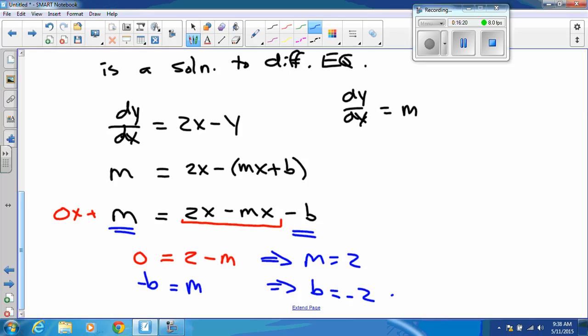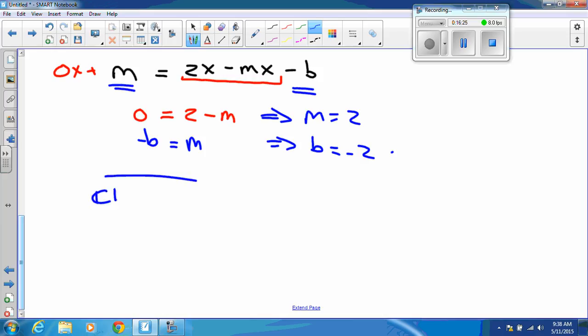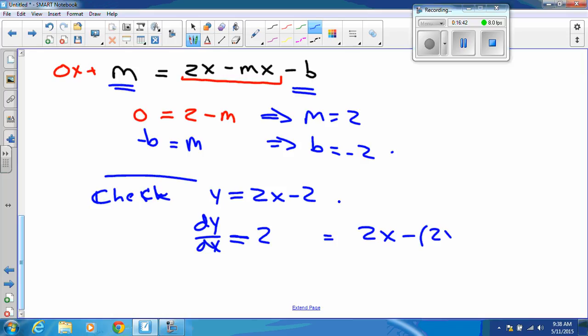Got that one. Does that actually work? It's easy enough to check. We have y equals 2x minus 2. So dy dx is equal to 2. Is that also equal to 2x minus y? Oh, look at that. It sure is. So y equals 2x minus 2 is the unique straight line that satisfies the differential equation.